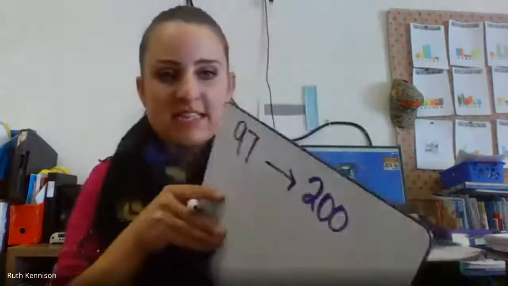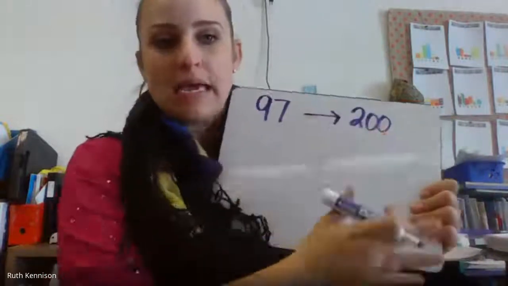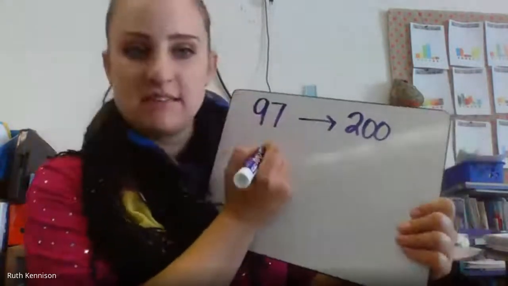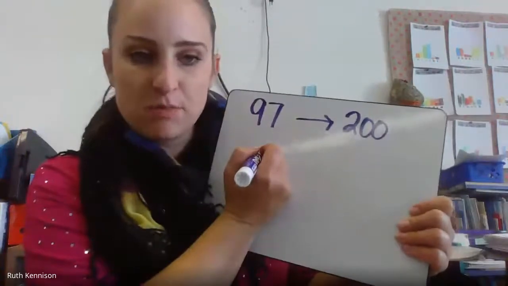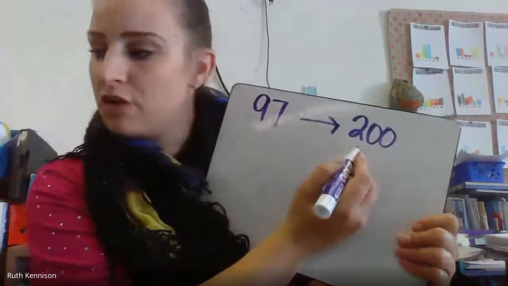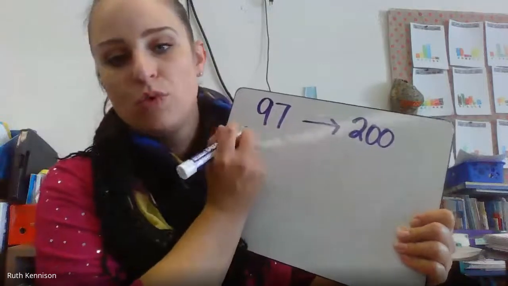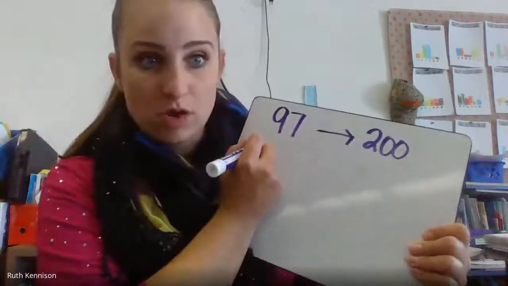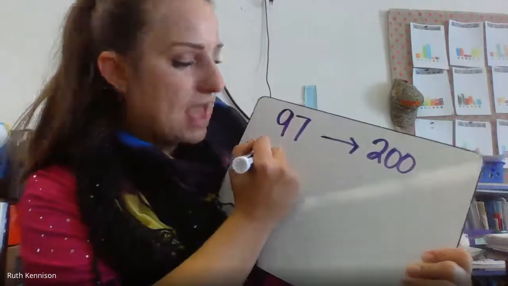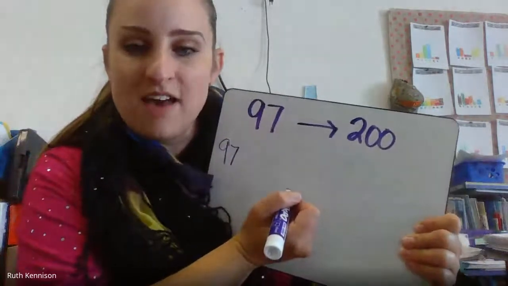So sometimes what we call these is benchmark numbers. When we get to these numbers, then we can count big. So if I was starting at 97, the benchmark number that I want to get to, to count up to 200, is I need to get to 100, right? So how am I going to count from 97 to get to 100?